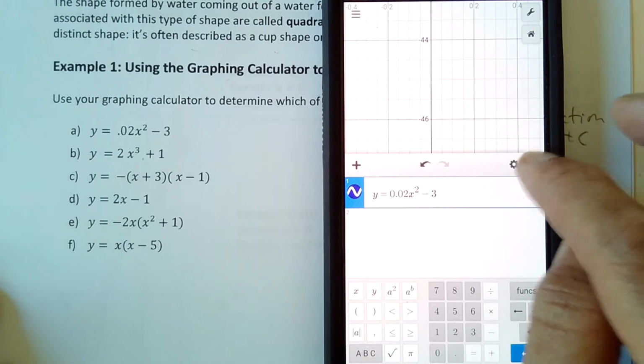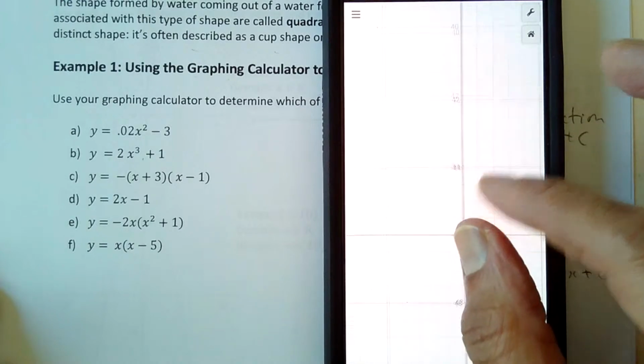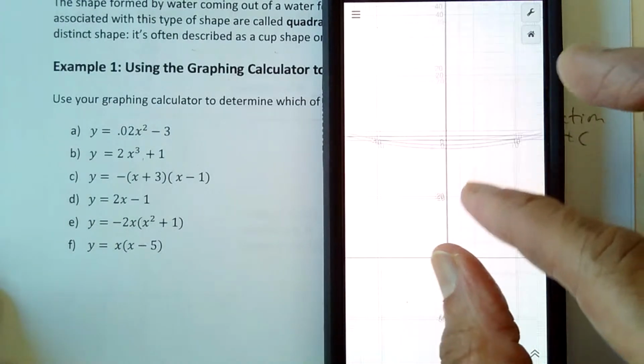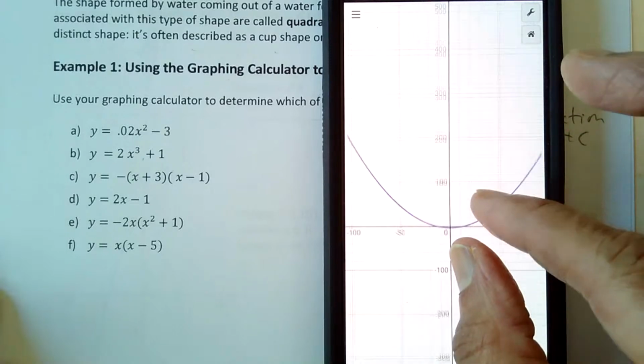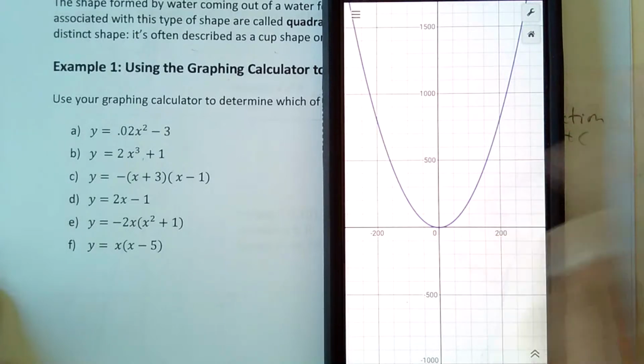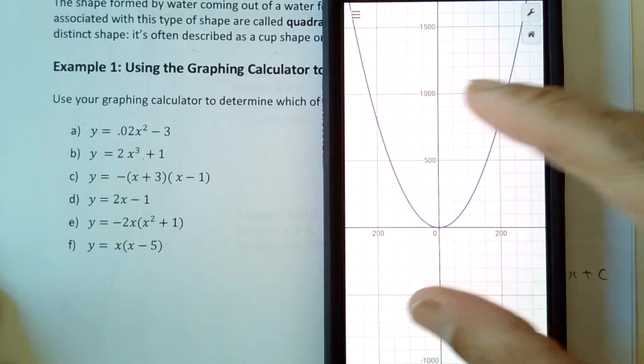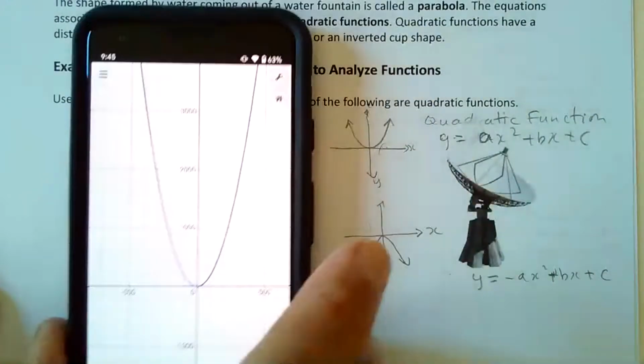Okay, then we go back here. We want to center the graph. We pinch, and there's a graph. One of the things you like to do in Desmos is get your origin in view. So now this graph looks very similar to the one up here.